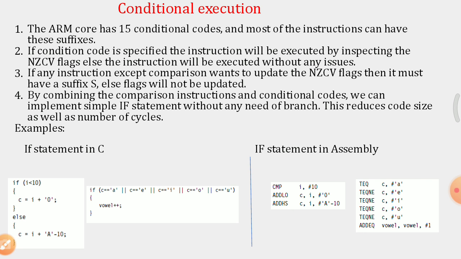If a condition code is specified, the instruction will be executed by inspecting the NZCV flags. These condition codes depend upon NZCV. If you use these condition codes in the instruction, then that instruction is going to look for these NZCV flags, and only then is that instruction going to be executed. Else, if you don't specify these condition codes in front of an instruction, then that instruction will be executed without any issue.